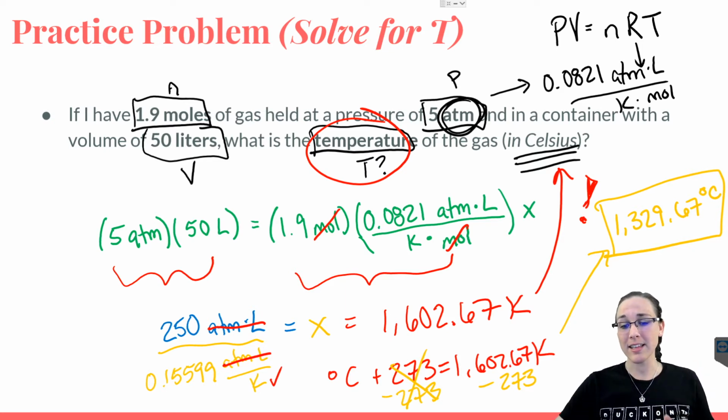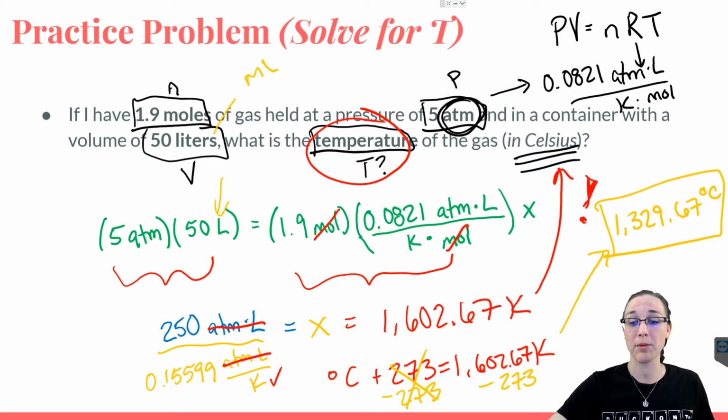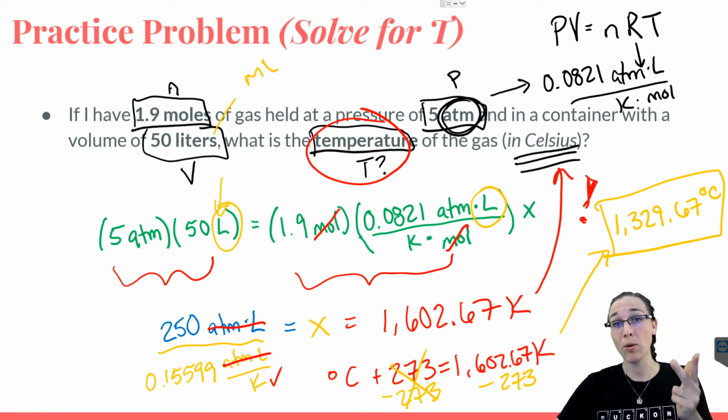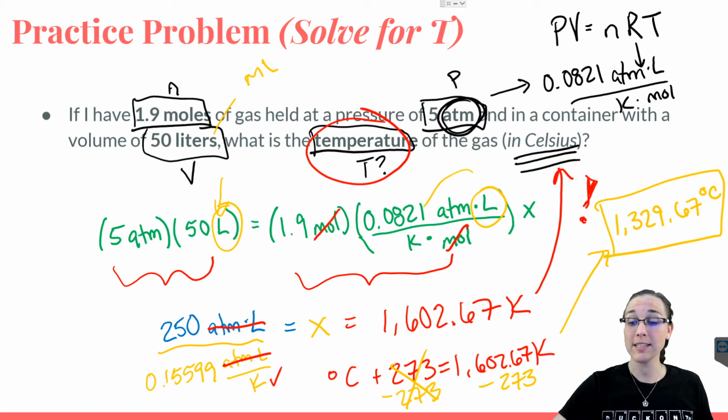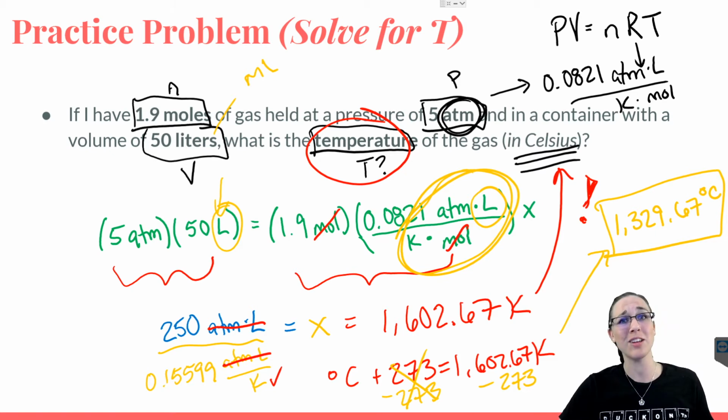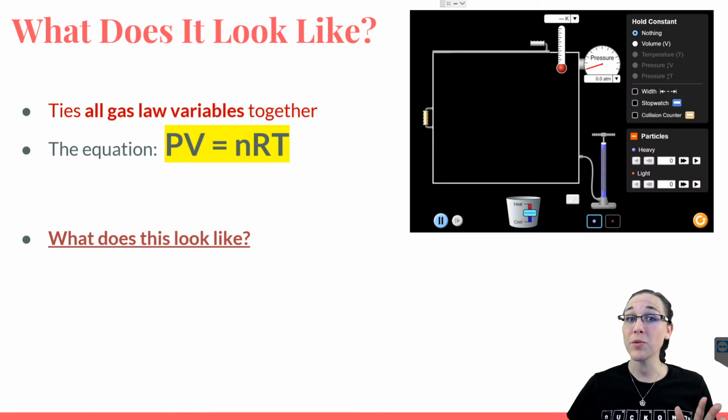In this case, volume has to be in liters. So if the problem would have given us milliliters, for example, it would not have canceled with the liter value that's in the R units. So you have to make sure that all of the units in your pressure, volume, moles, and temperature will match the units that are in your R value. Otherwise, this whole thing will not work. And it's often used as a trick question for a lot of chemistry teachers. Just an FYI. Let me show you what this ideal gas law equation looks like with a PhET simulator before we solve for the moles and the pressure next.